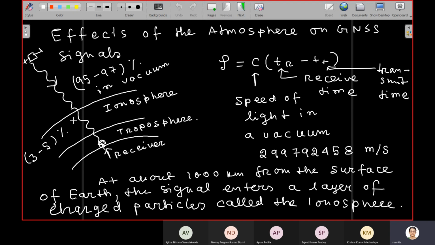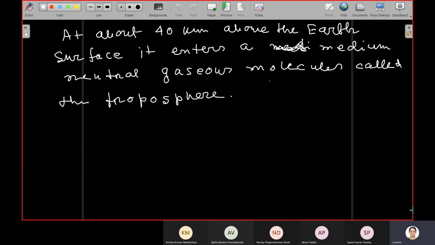The electron density also shows variability with season. Then depending on latitude, the density varies greatly. Then it also depends on the solar activity. What is solar activity? Solar activity is basically determined by the solar magnetic field.